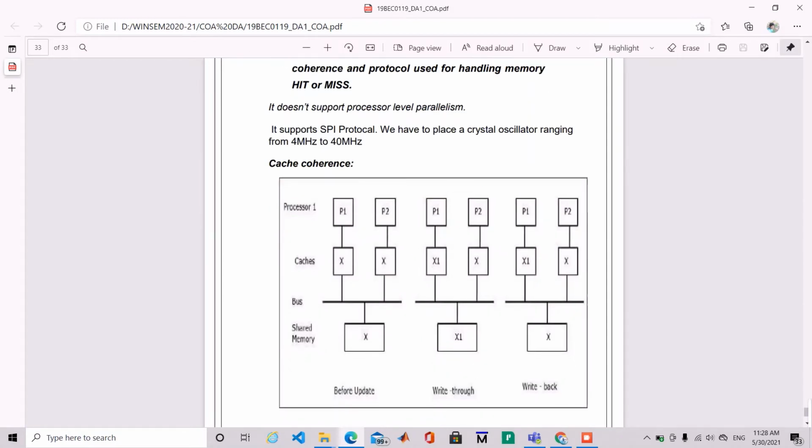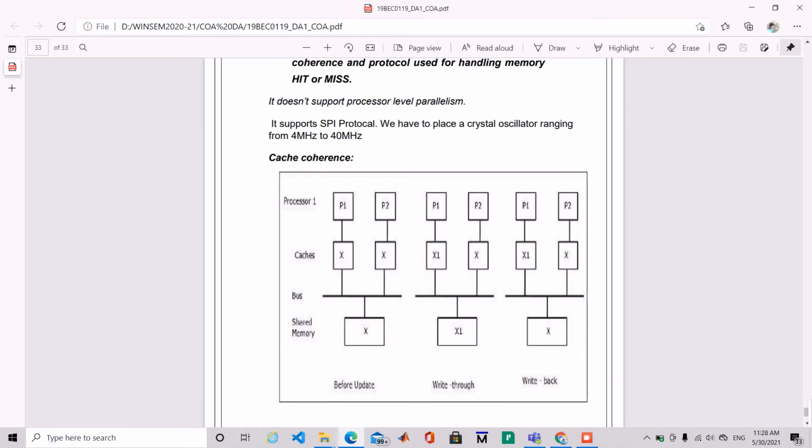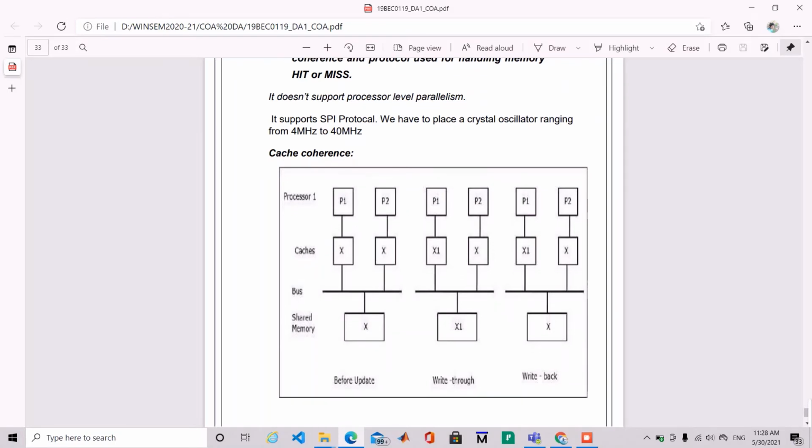And this is the cache coherence block diagram. This is the shared memory. X, X1 are known as the shared memories. This is the bus, and these are all the caches. P1 and P2 are the processors. The first diagram is before update, the second one is write through, and the third one is write back.